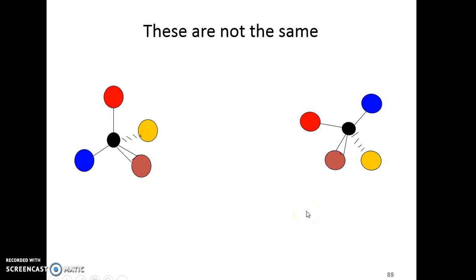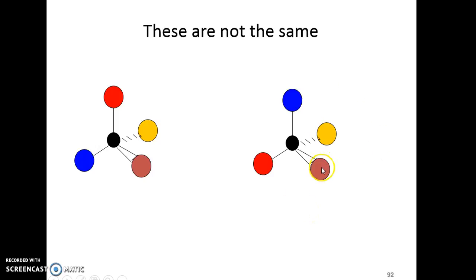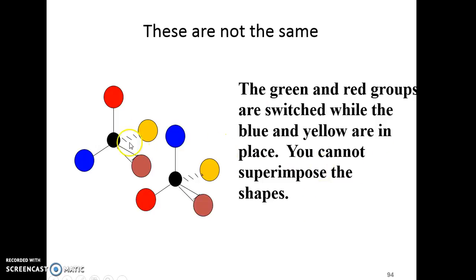So I'm going to turn it and move it over, and you can see that the yellow and the pink line up, but the red and the blue have switched place. And the colors are wrong here. It should be the... PowerPoint changed the colors on me. But you can see the whole idea. 2 colors are the same, 2 colors are different. You can't superimpose these.